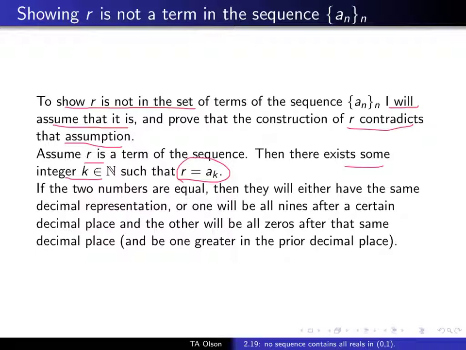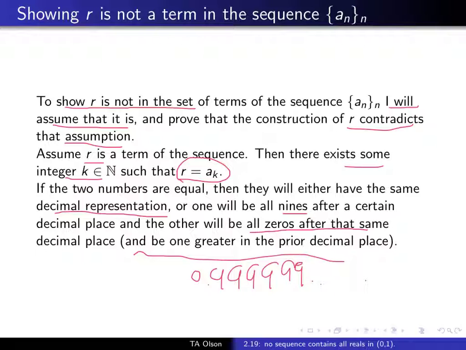If the two numbers are equal, we have two cases. Either they will have the same decimal representation, or one of them will be all 9s after a certain point, and the other one will be all 0s after the same place, and one greater in the prior decimal place. This is because, as we'll see later on in the semester, 0.999999, etc., will end up being the same as 1.000. This is something to mention because of the decimal representation. It's not actually going to affect our proof in this case.